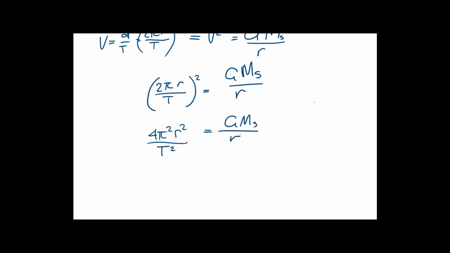Okay, so now we want to expand that out. Yeah, I think we want to expand that out. So let's cross multiply. So 4 pi squared r cubed is going to be equal to GM t squared.